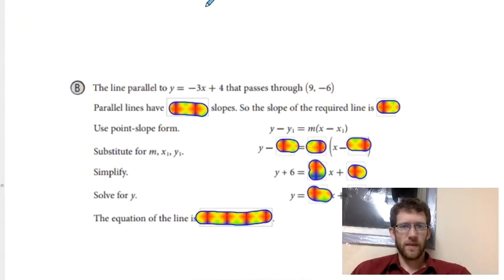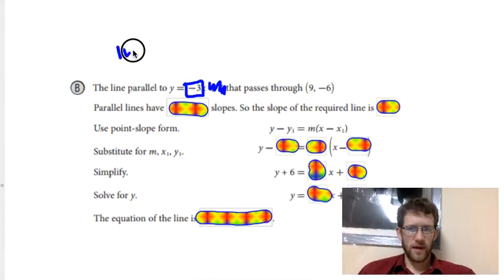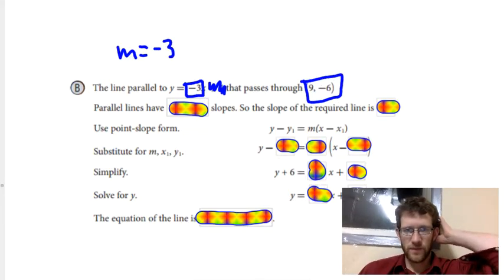We'll do an example. This one asks for the line parallel to this line. Note here we can just ignore this part. The important thing is the slope. So if it's parallel, it has this same slope. So m in this case will equal -3, and it passes through this point (9, -6).